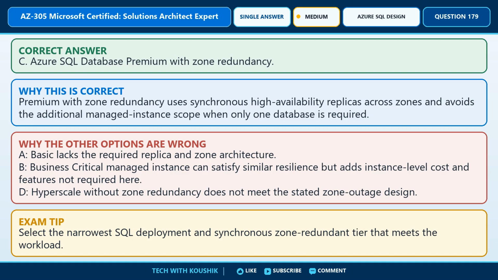A. Basic lacks the required replica and zone architecture. B. Business Critical managed instance can satisfy similar resilience, but adds instance-level cost and features not required here. D. Hyperscale without zone redundancy does not meet the stated zone outage design. Exam tip: select the narrowest SQL deployment and synchronous zone-redundant tier that meets the workload.